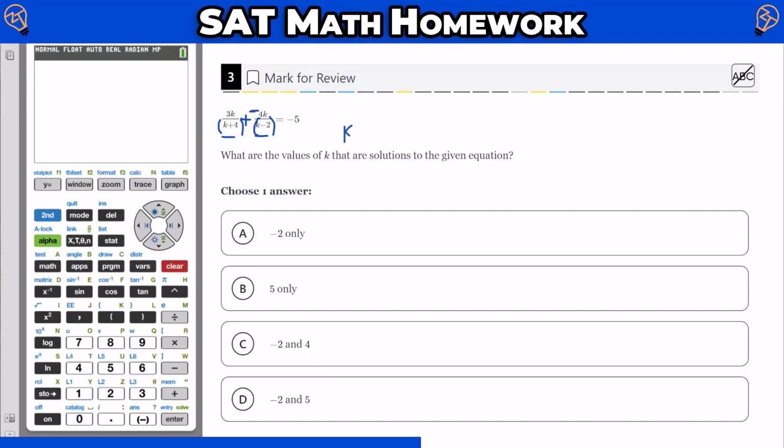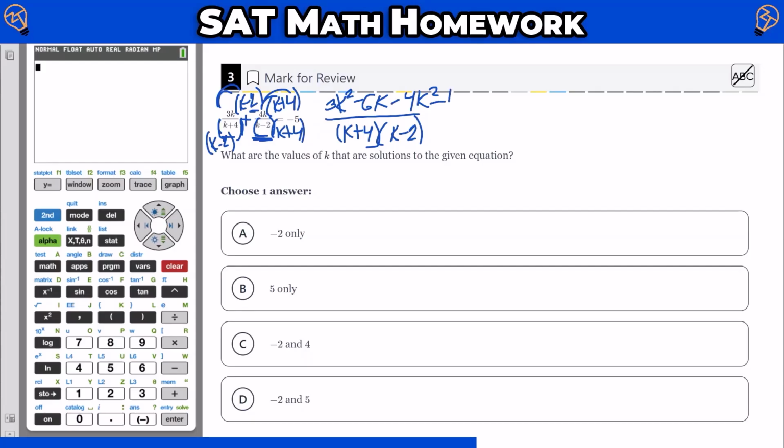But the common denominator ends up being (k plus 4)(k minus 2). So this first denominator over here is lacking a k minus 2, so we'd multiply top and bottom by k minus 2 there. And then this denominator over here is missing a k plus 4, so we'll multiply top and bottom by k plus 4 there. Now, if we distribute here, we get 3k squared minus 6k. If we distribute the -4k here, notice we get -4k squared, and we get -16k.